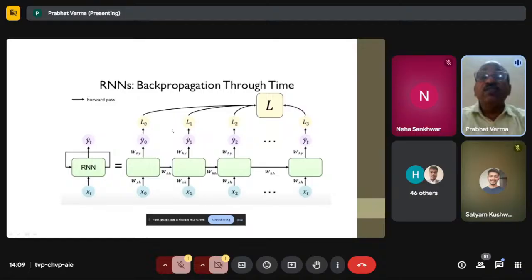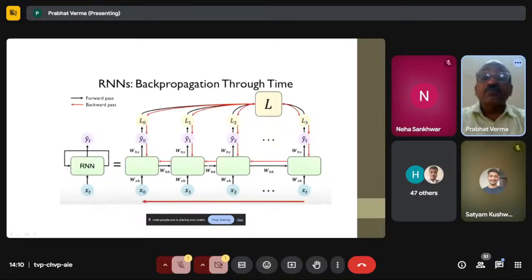So the difference between the actual value of y and the predicted value, that is y cap, gives us the loss value. These are the loss values L0, L1, L2, L3 at different time steps, and we combine these losses to form an overall loss. That overall loss should be transferred back to the weights, to update these weights, so that our model is trained, right?